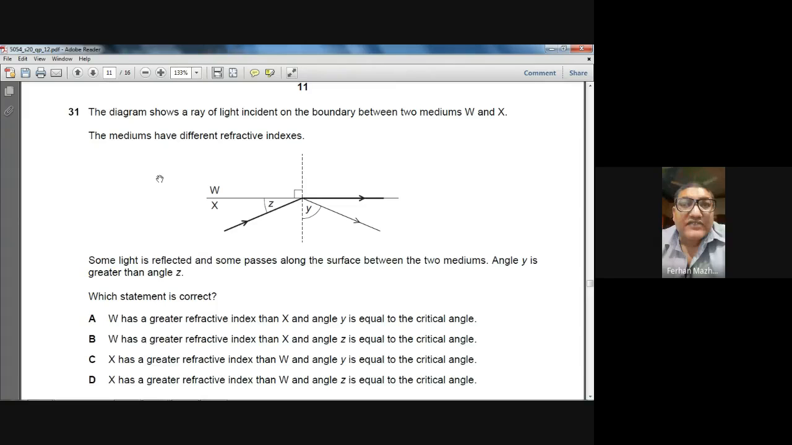So he says W has a greater refractive index than X. That's wrong. A and B are totally wrong. C option: X has a greater refractive index than W and the angle Y is equal to the critical angle. No, angle Y is not critical. D option is X has a greater refractive index than W and the angle Z is equal to the critical angle. That's wrong.